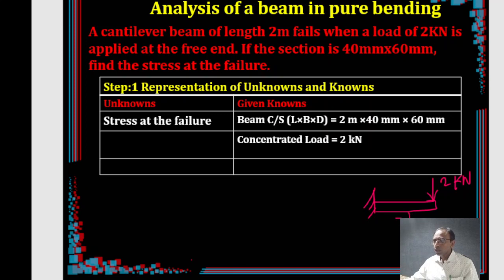For this case the cross section was also provided to you, 40 by 60. 40 is the width, usually the width will be less, right? And 60 is the depth of the beam. So this was the situation presented to you. There is a load of 2 kilonewton acting at the free end and this is a cantilever beam.